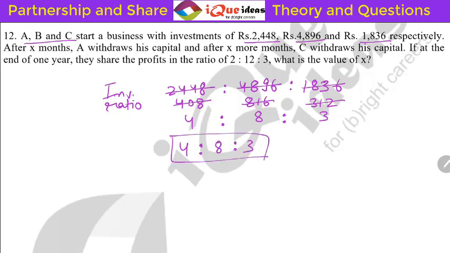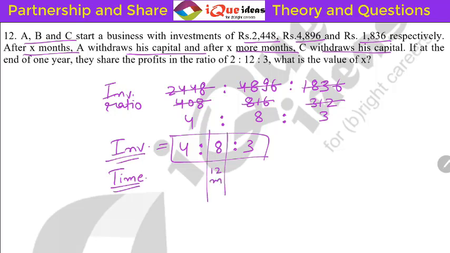Why did I do this in the beginning itself? Because the values of investment were not very good, right? They were difficult numbers. So we simplified it. Now, after X months, A withdraws his capital, and after X more months, C withdraws his capital. Nothing is mentioned about B. That means when it comes to time, B is there for the entire 12 months. A withdraws after X months, so A was there for X months. C has withdrawn after X more months. So X months A withdraws, then after X more months C withdraws. That means C was there for 2X months.